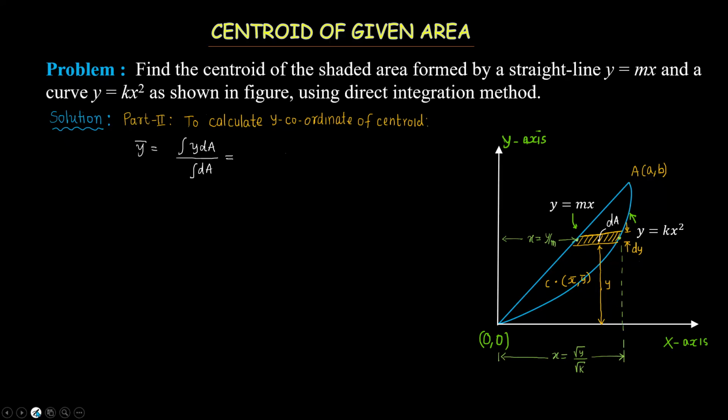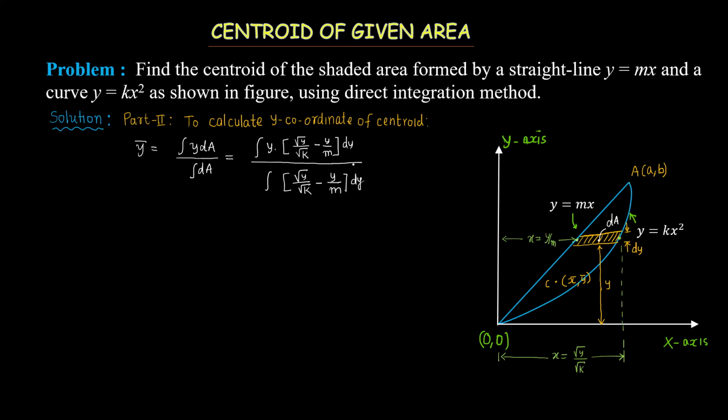So I can simply find out the area of the thin strip. I'll write down here, y will be as it is, and the area of the thin strip is x over here, which is square root of y over square root of k, minus x over here, which is y over m, times dy. The same area is going to come in the denominator, that is square root of y over square root of k minus y by m, dy.